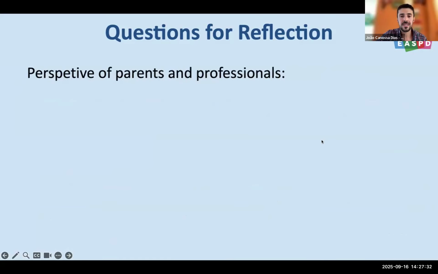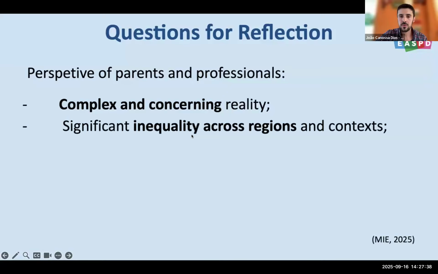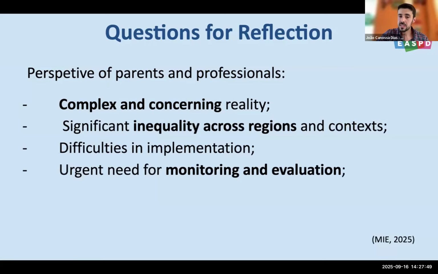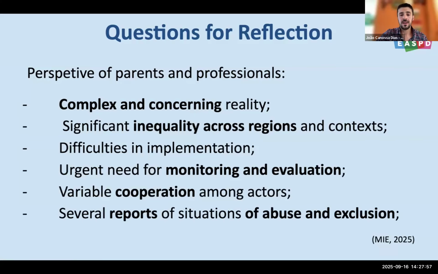A group of parents is actually organizing themselves to find, through a survey, that there's a very complex reality, a lot of inequality across regions. I would say in Lausanne, we are privileged and we have resources that allow us to respond to our needs, but there are difficulties in implementation. There is no monitoring and evaluation. There are difficulties in cooperation among actors.